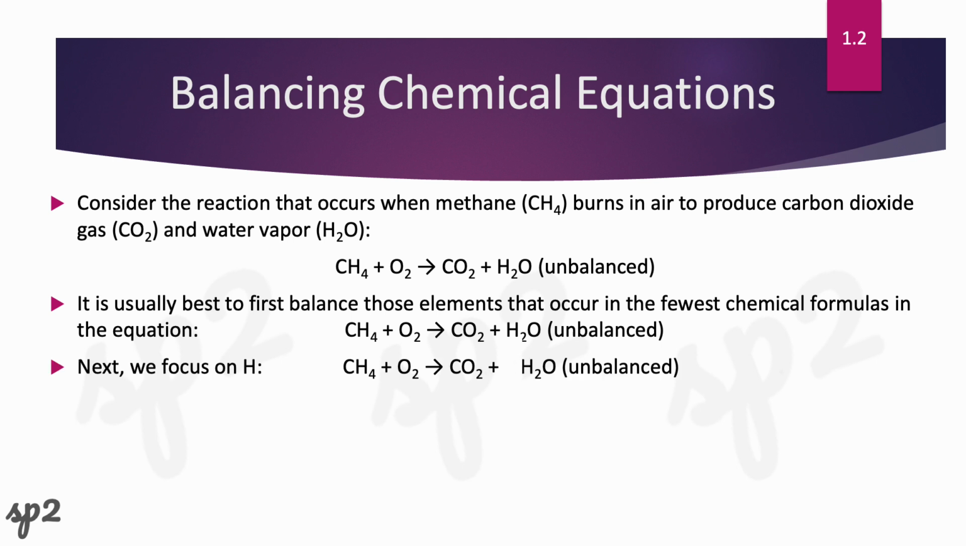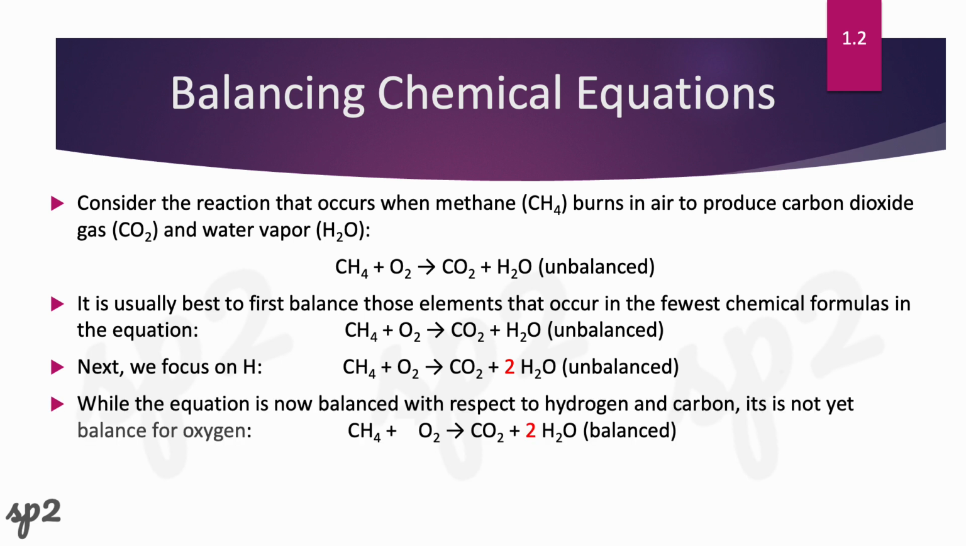Next, we're going to focus on hydrogen. We know that there's only 1 mole of methane, and that has 4 atoms of hydrogen. So we have 4 atoms of hydrogen on the reactant side, and I need to have 4 on the product side. That means I need to put a 2 in front of water. So now we are balanced for hydrogen.